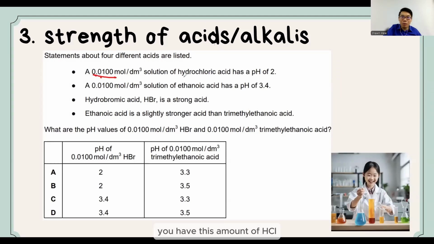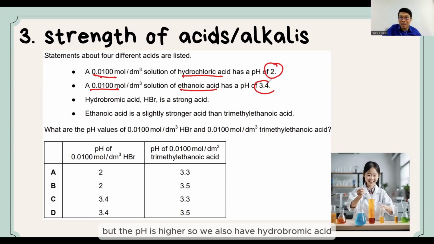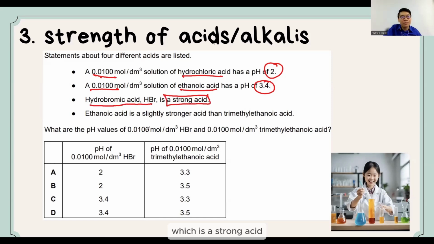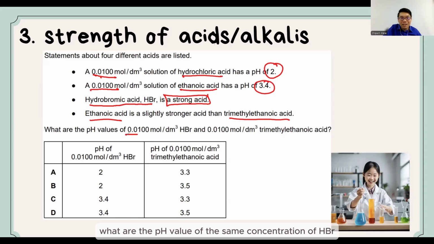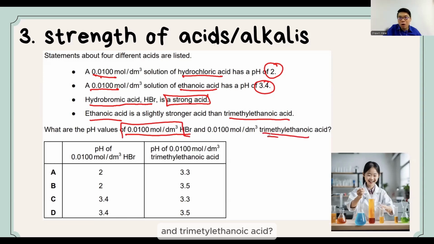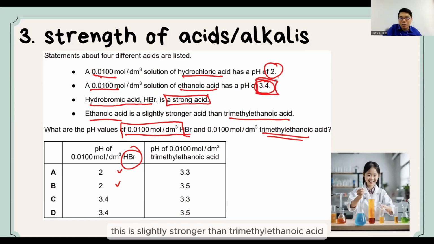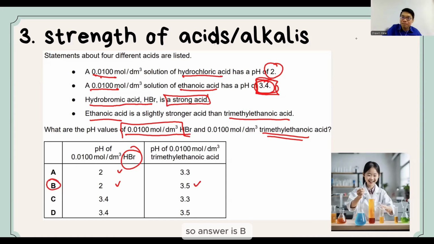Next, statements about four different acids are listed. You have this amount of HCl, pH is 2. You have the same concentration of ethanoic acid, but the pH is higher. We also have hydrobromic acid, which is a strong acid, and ethanoic acid, which is a slightly stronger acid. What are the pH values of the same concentration of HBr and trimethyl ethanoic acid? HBr is a strong acid, so its pH must be lower. Ethanoic acid is slightly stronger than trimethyl ethanoic acid, so trimethyl ethanoic acid is slightly weaker, and the value will be slightly above. So the answer is B.